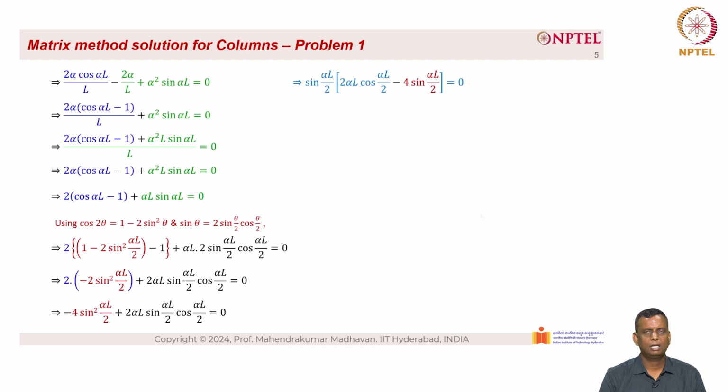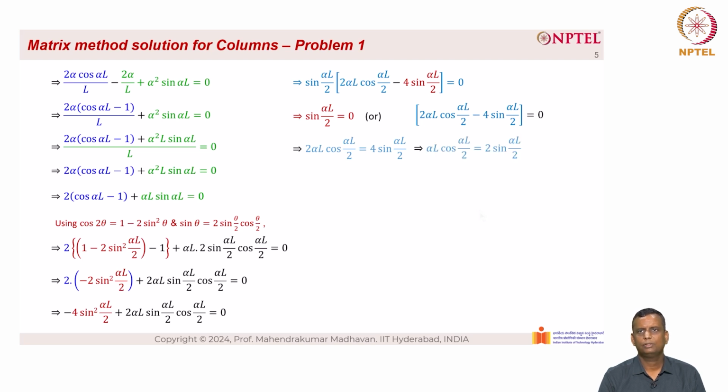We can take sin alpha L by 2 common. We have sin alpha L by 2 into 2 alpha L into cos alpha L by 2 minus 4 sin alpha L by 2 is equal to 0. Here in this one, either sin alpha L by 2 should be equal to 0 or the terms inside the brackets, 2 alpha L into cos alpha L by 2 minus 4 into sin alpha L by 2, should be equal to 0. So when we simplify this further, we have 2 alpha L into cos alpha L by 2 is equal to 4 sin alpha L by 2, which gives rise to the equation alpha L into cos alpha L by 2 equal to 2 sin alpha L by 2, which indicates tan alpha L by 2 is equal to alpha L by 2.